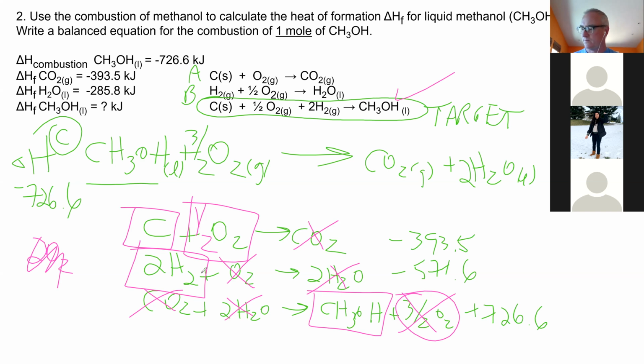Professor, in the first one, why did you change it to half O2? That's the net amount of O2 I have left on the reactant side. But you said C plus O2 should give CO2. Yeah, I have 1/2 mole of oxygen left over as reactants. Okay, so I just put a half in front of one of them.